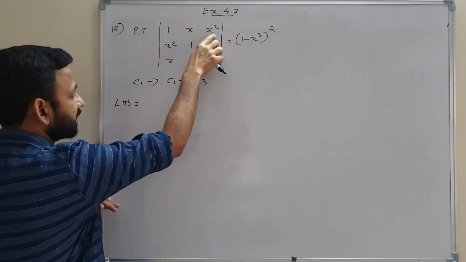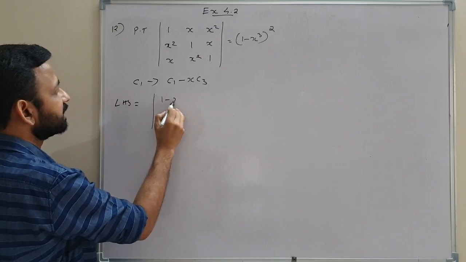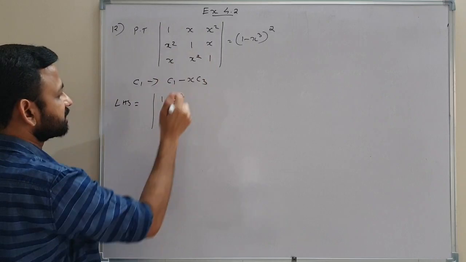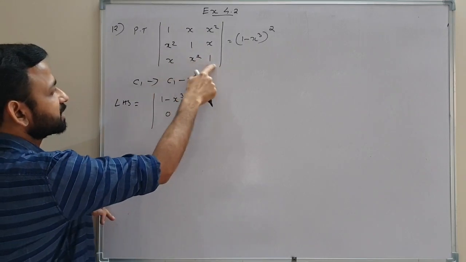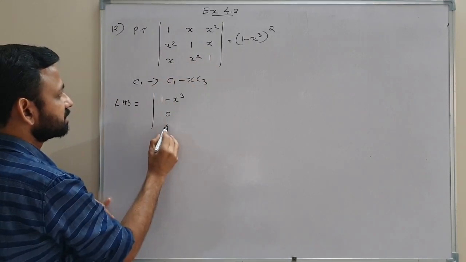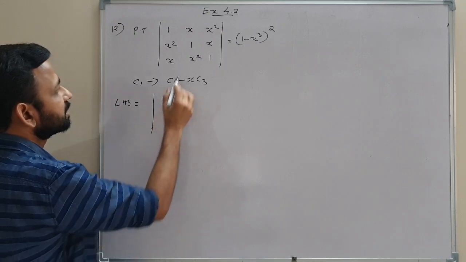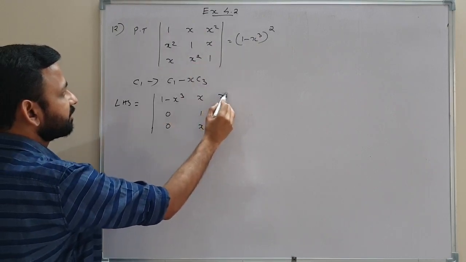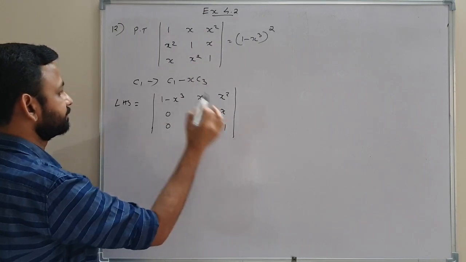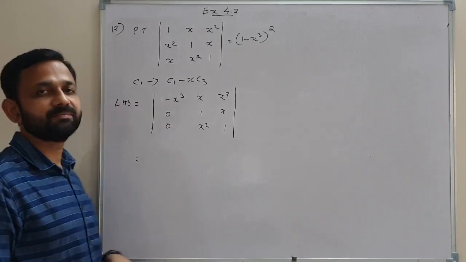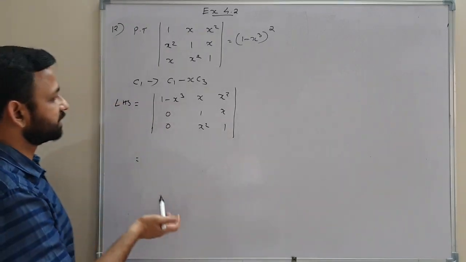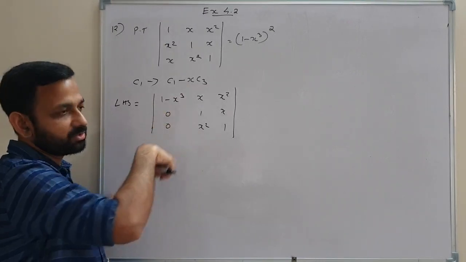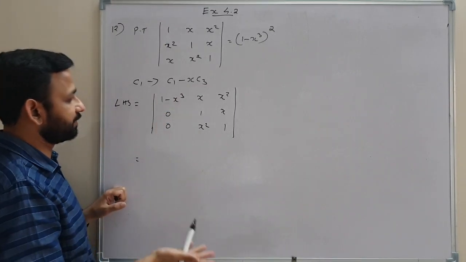1 minus x into x square, that is 1 minus x cube. X square minus x into x, that is x square minus x square, 0. X minus x into 1, that is x minus x, 0. Then we have x, 1, x square, then x square, x, 1. Now we got 2 zeros. We can expand by using first column.